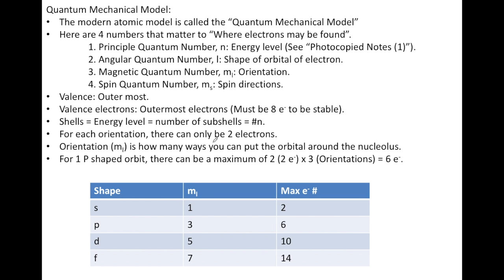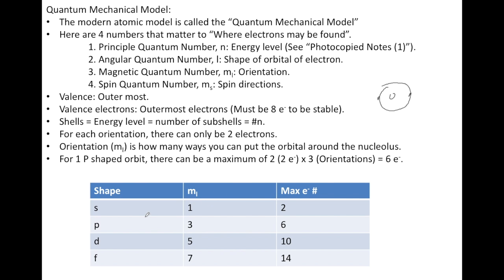Each orbital in each orientation can only have a maximum of 2 electrons in it. This is another reason why the hydrogen atom, which only has one s orbital, only needs 2 electrons to be stable. Because it can only contain 2 electrons. It can't contain any more. So it has to be 2 electrons to make it stable. Makes sense.